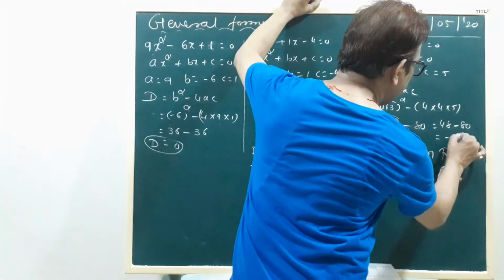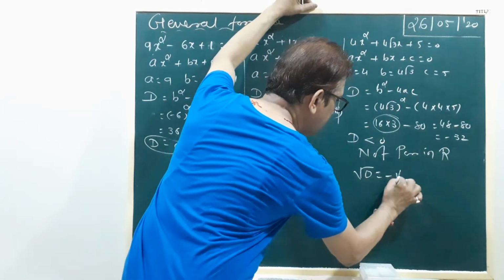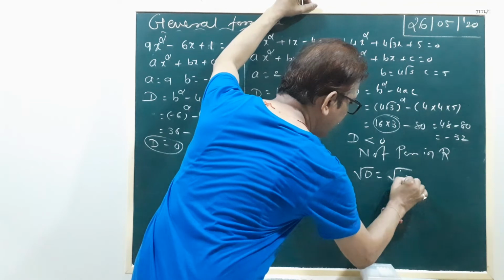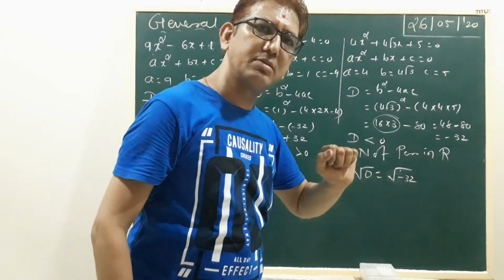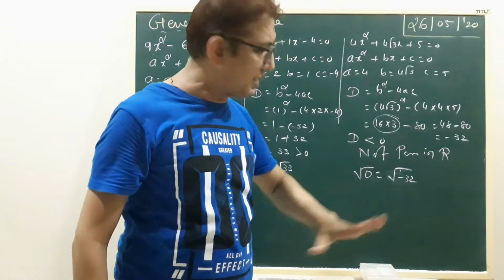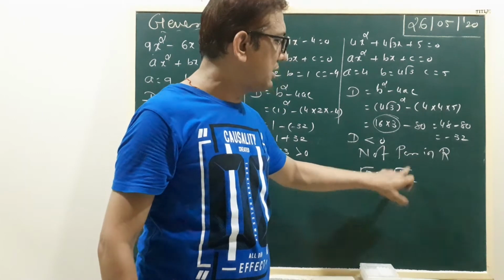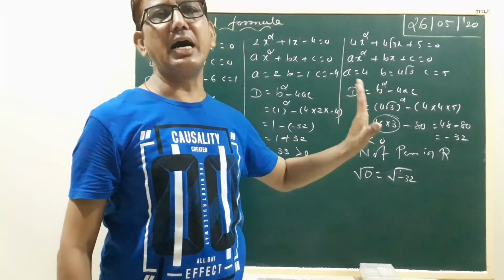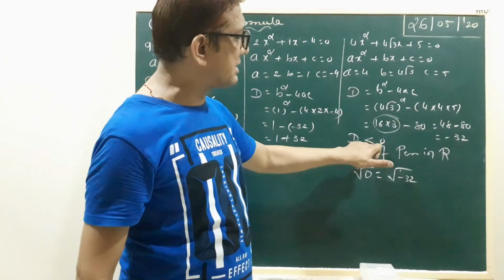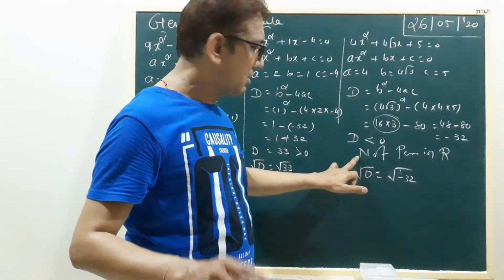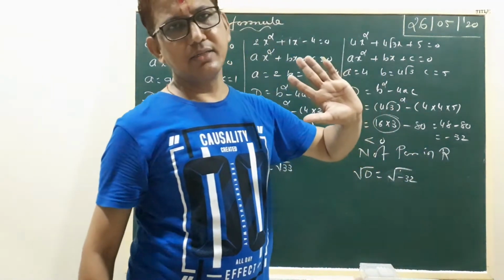Here the answer is minus 32. So we do not take root d equal to root of minus 32. The square root of a negative number is not possible in R because it is not a real number. We discuss the real number, right? So the square root of a negative number is not possible in R. Is that clear? So whenever the discriminant is less than 0, you write: answer not possible in R.